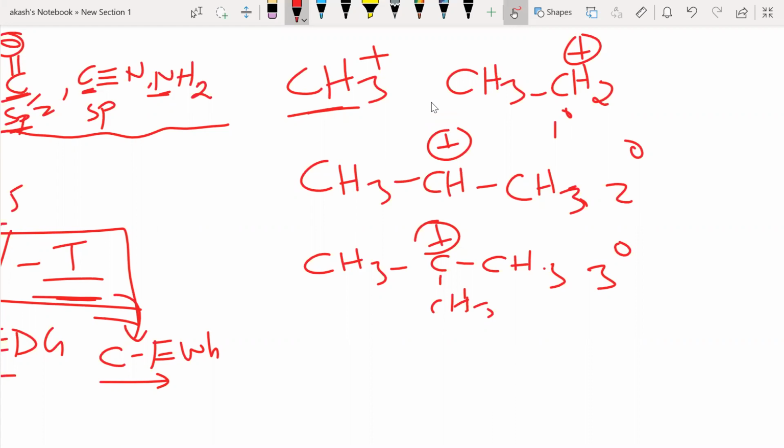Now we have nothing else but to use the inductive effect for now. I told you, you have no other groups here; you have just alkyl groups present, just CH3 groups. All these are alkyl groups, correct? And the carbon atom is having a positive charge. Now I told you, what kind of groups are alkyl groups? Just now I told you.